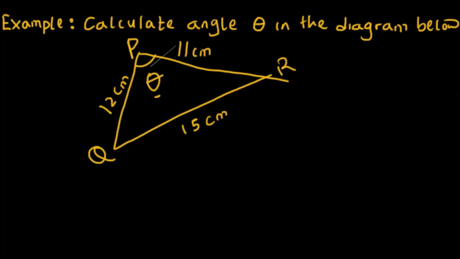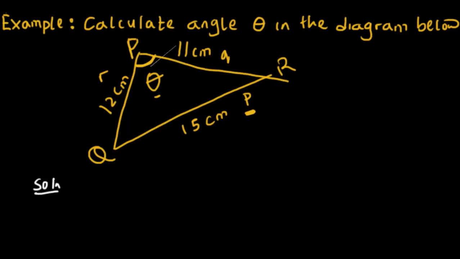So the side that is facing angle P will be small p, the side facing angle Q will be small q, the side facing angle R will be small r. So we have sides p, q, r, and we are told to find this angle P. So it then means that we are going to use the P formula of the cosine rule. Does that make sense? Let's try to solve it so that we can make sense of this.